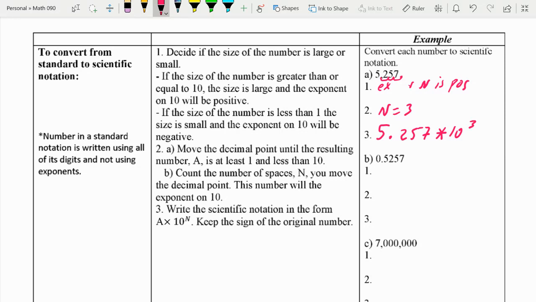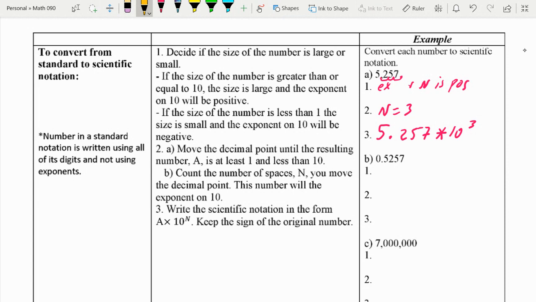Part B. If you look at B, B is less than 1. It's not between 1 and 10. So this one's less than 1. So since the n is going to be a negative number, the exponent is going to be negative because this number is less than 1. All right. So right now, I have to erase it.